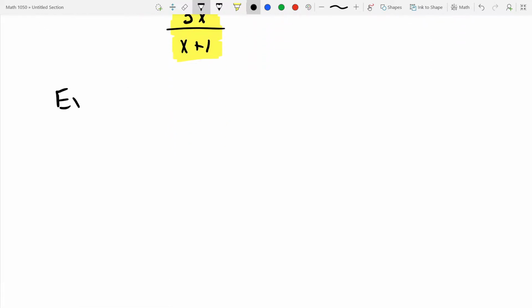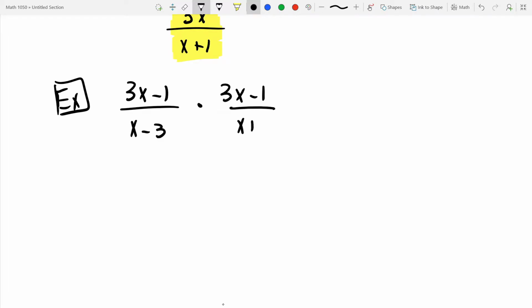All right, so here is another one. If you had 3x minus 1 over x minus 3 multiplied by 3x minus 1 over x plus 2. So now we're multiplying, which would mean the tops get multiplied together and the bottoms get multiplied together. I just wanted to throw this one in just to express to you that those 3x minus 1's cannot cancel because they're both on the top.